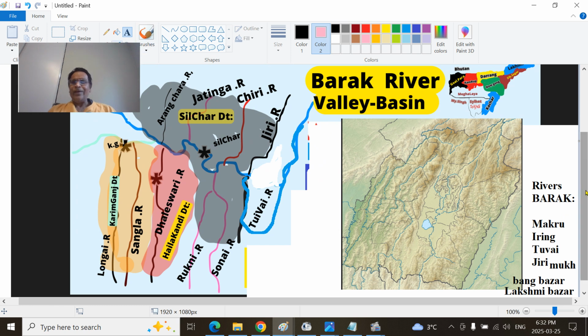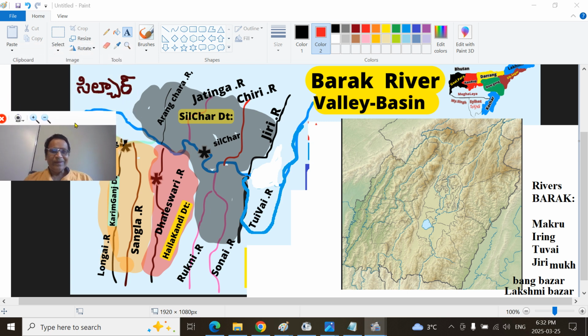You have to remember the Barak River, Makru River, Iring River, Tuivai River, Jiri. I put Jiri Mukh where it plays giants, and Bhairab Bazar town and Lakshmipur here. And the main river, Barak. Okay, we'll start where the river begins.